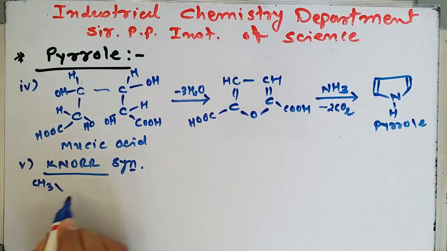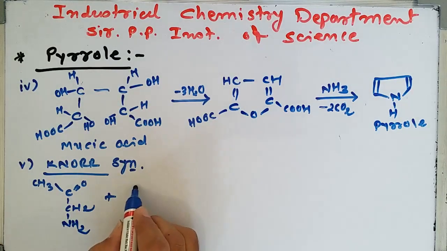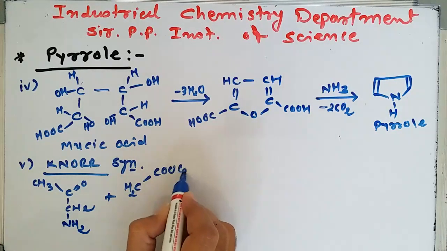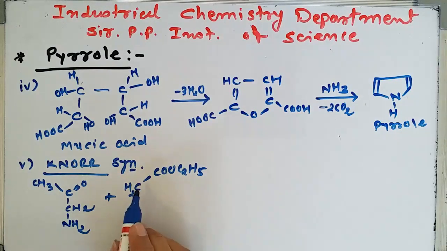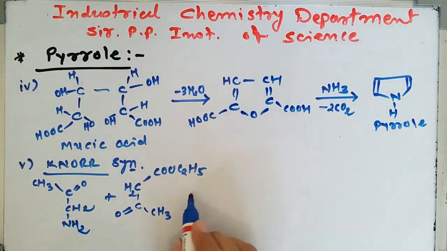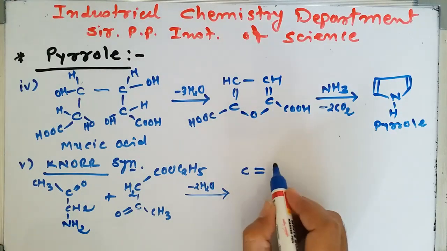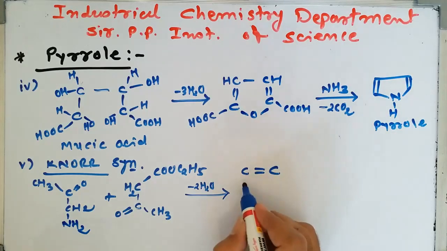CH3 C double bond O, CH2 NH2, with CH2 C double bond O, C2H5, C double bond O, CH3. It is converted into a cyclic compound.